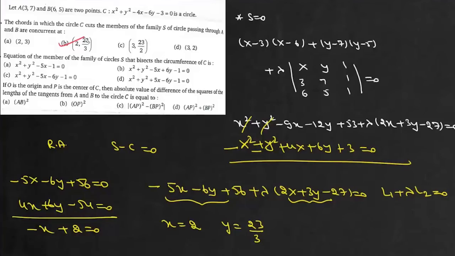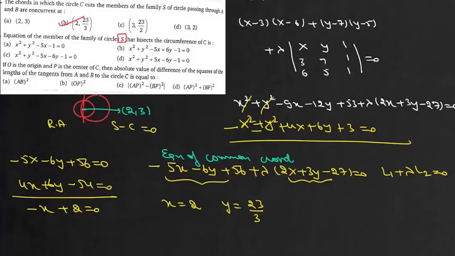That says the equation of a member of the family of circles S that bisects the circumference of C. Now, if a circle bisects the circumference of another circle, then basically their common chord will pass through the center of the circle. Now we know that this is the equation of the common chord. Since it bisects this given circle, this common chord will pass through the center of the circle, which is at (2, 3).